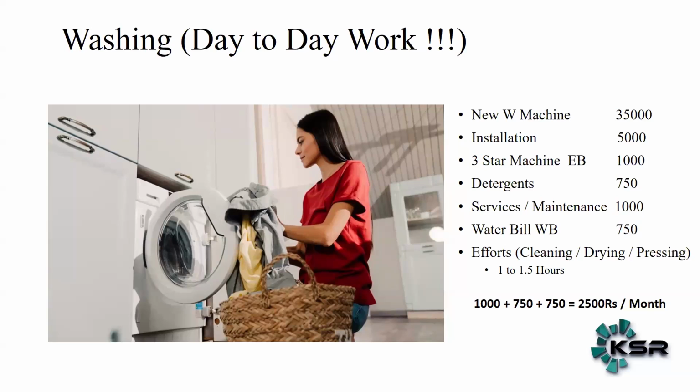Every single day, you can ask your parents or your wife. They're spending literally 1 to 1.5 hours on washing clothes. So the total cost you are spending is 2,500 per month, and most importantly, on average 1 hour every day. Are you agreeing? 2,500 you're spending only for the washing machine every single month. Forget about installation cost. Forget about new machine cost. Apart from this, I am spending 2,500 every month.